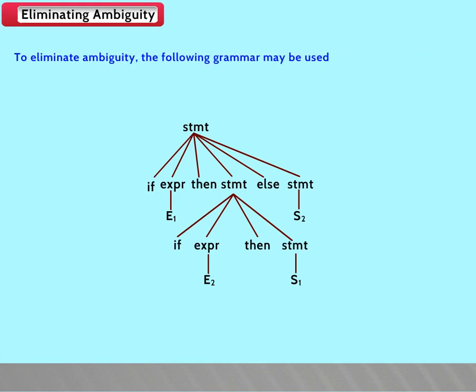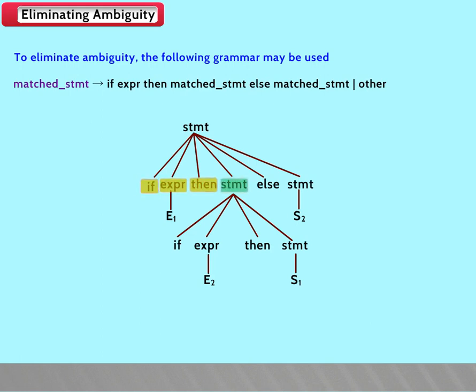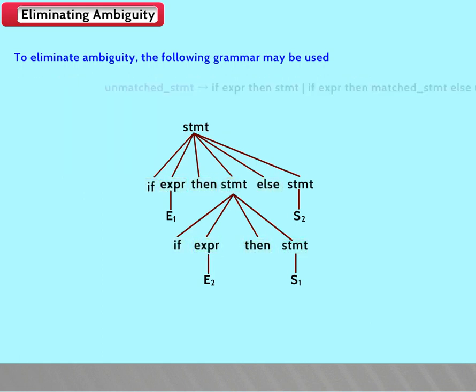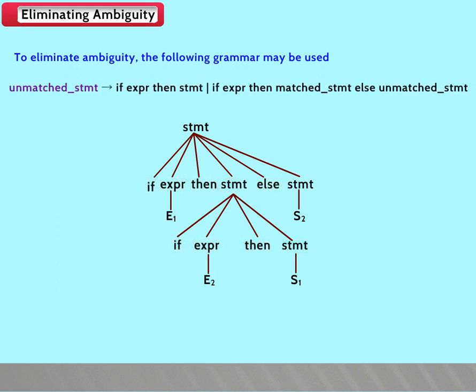To eliminate ambiguity, the following grammar may be used. Statement produces matched statement, unmatched statement. Matched statement produces if expression then matched statement else matched statement, other. Unmatched statement produces if expression then statement, if expression then matched statement else unmatched statement.